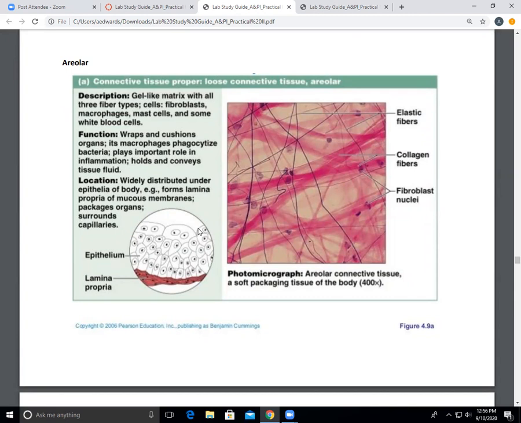So an areolar tissue, you're really going to see this, and it's going to have this kind of combination of different kinds of fibers. You'll see the big pink collagen fibers, the little elastic fibers. The little dots are the nuclei of your fibroblast cells. Remember, these make your collagen.